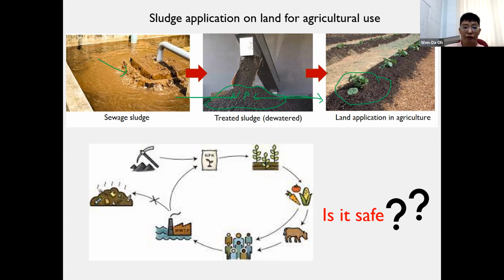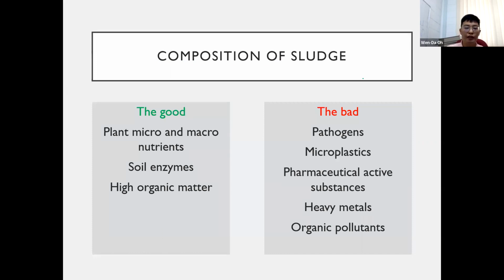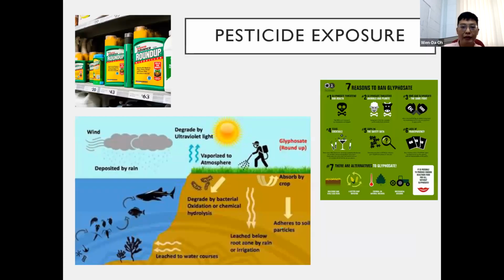Okay, the good thing about this sludge is that it has macronutrients, soil enzyme, high organic matter. But the bad thing is that it consists of a lot of genotoxin, right? Like pathogens, microplastics, pharmaceutical active substance. This is a genotoxin. This is also genotoxin, and this is also genotoxin, right? So a lot of these chemicals in the sludge can actually affect the DNA.